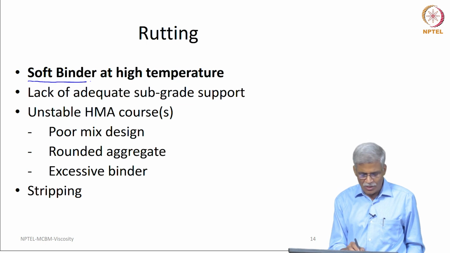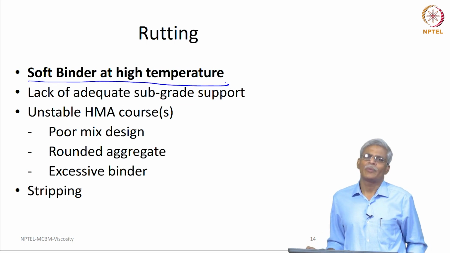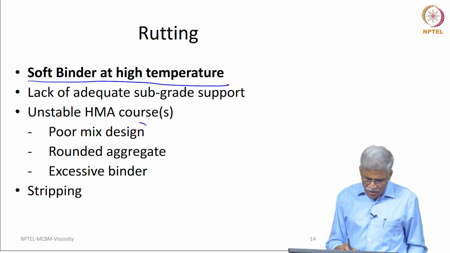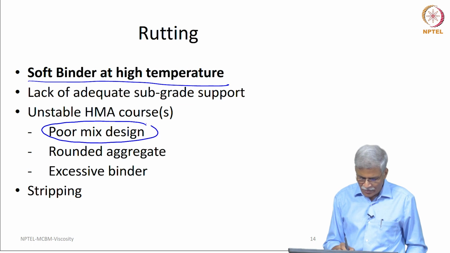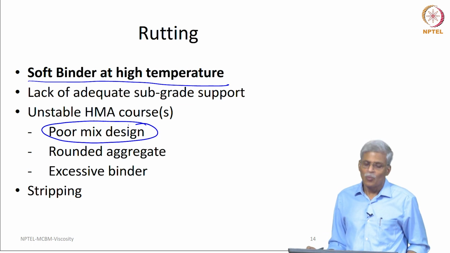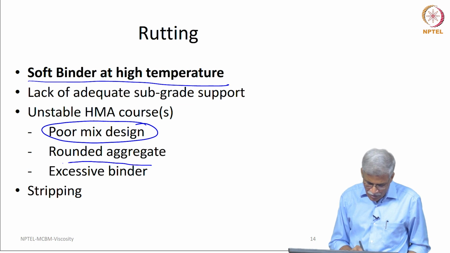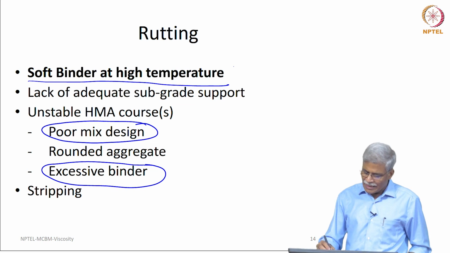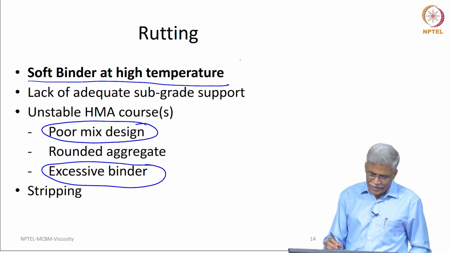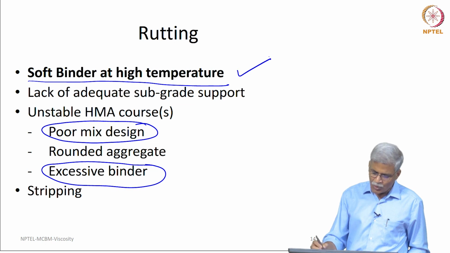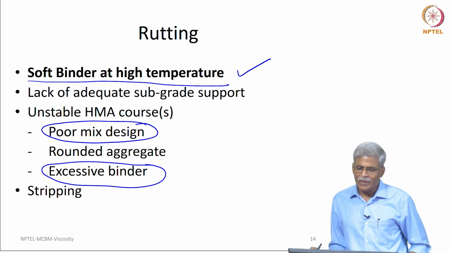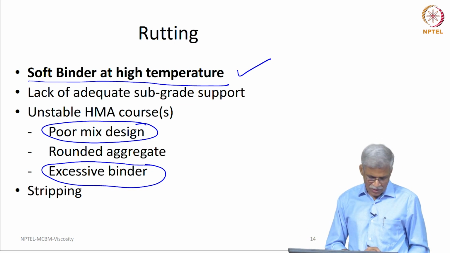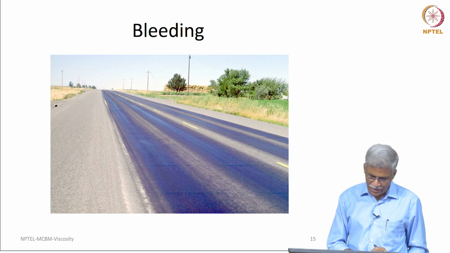Now, let us understand the reason for this. The reason is that you are using a very soft binder at high temperature, and I will also mention one specific aspect here, which has to do with poor mix design and using excessive binder. Again, our intention is to highlight the role of the binder here. So, you are going to use a soft binder at high temperature, and during summer you are likely to end up with rutting in your pavement, right.